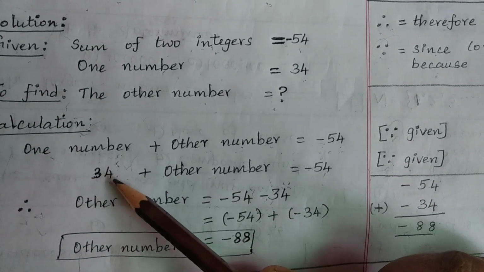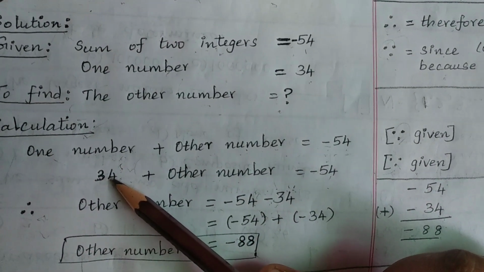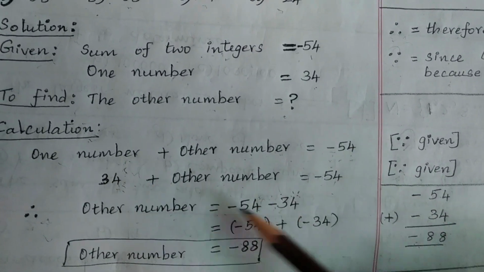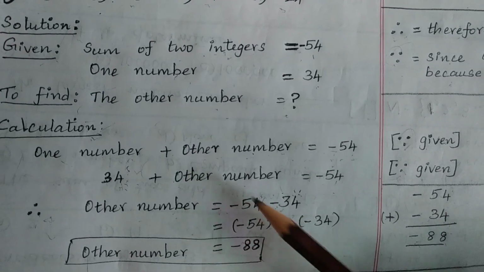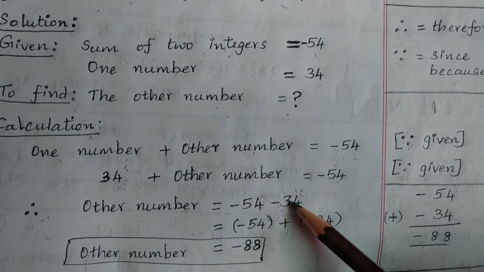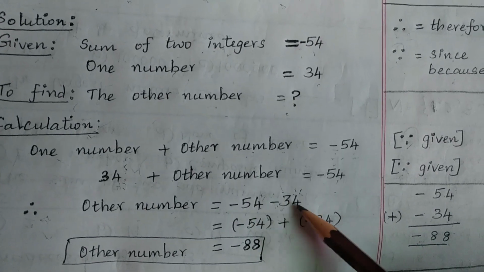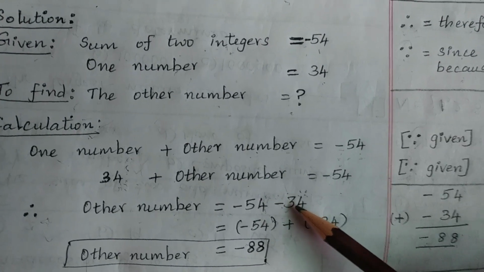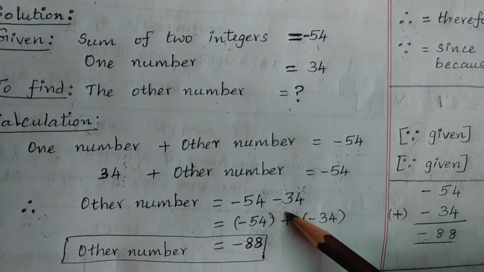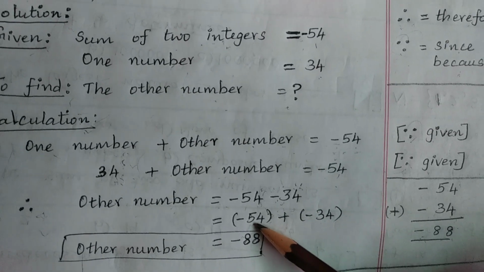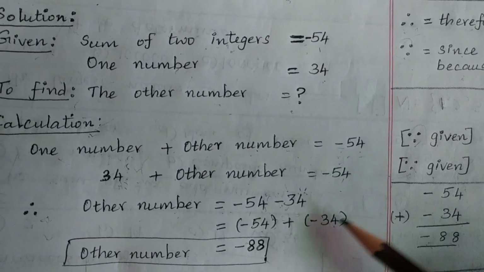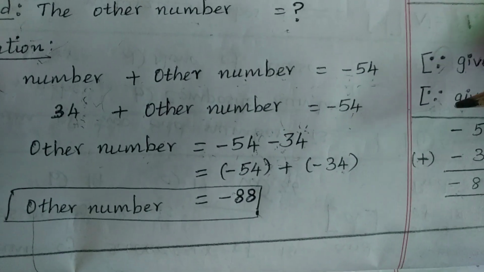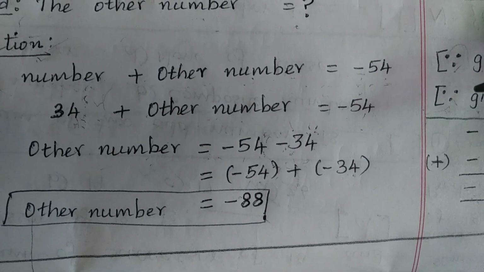minus. 34 is with a positive sign on the left hand side. On transposing to the other side of the equal to sign, it gets a negative sign. So 34 has become minus 34. So minus 54 minus 34 means 54 rupees loss and 34 rupees loss, which is nothing but the addition or sum of the loss of 54 and the loss of 34. To make you understand easily, I use the word loss to denote the negative sign.